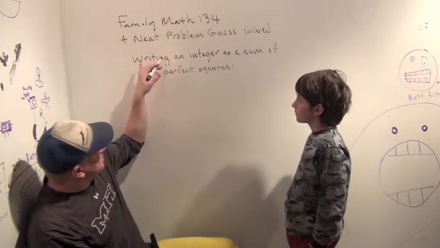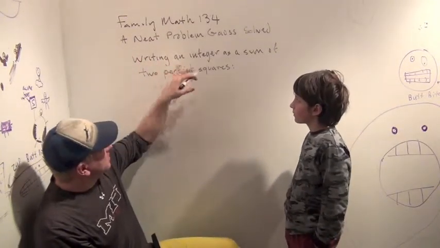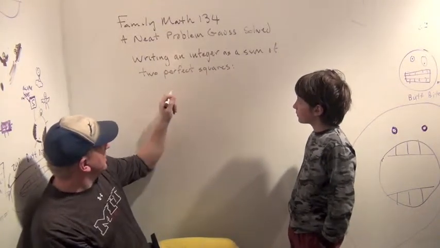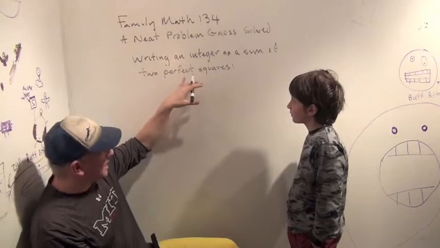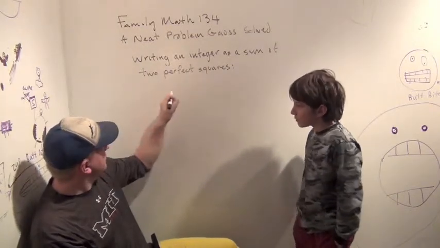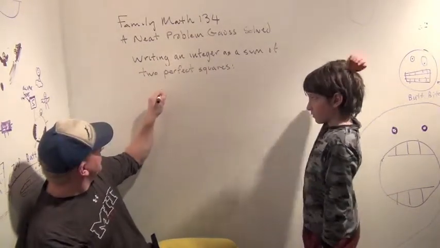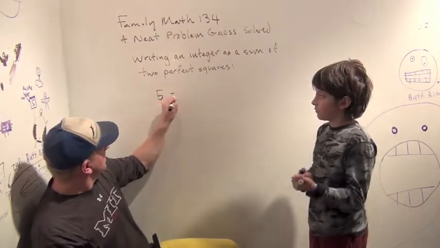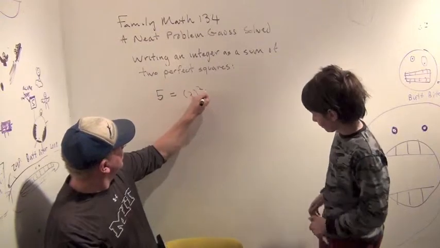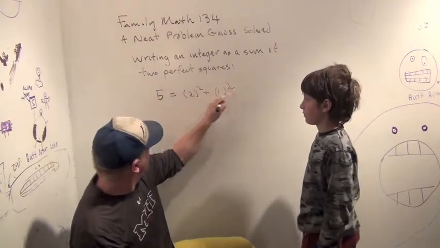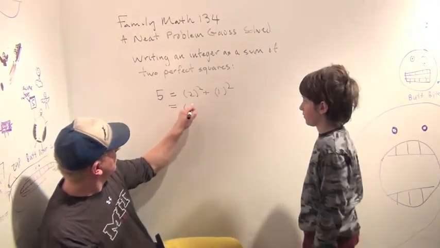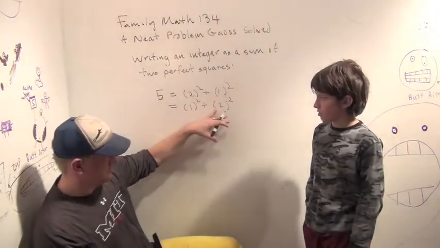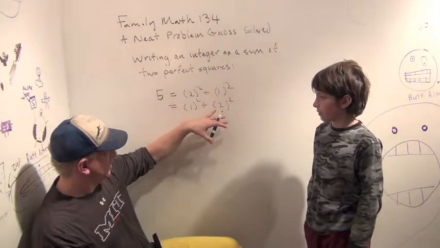Okay, so the question is, basically how many different ways can you write an integer as a sum of two perfect squares? And you can have positive and negative numbers in the perfect squares. So, for example, 5 equals 2 squared plus 1 squared. It equals 1 squared plus 2 squared. We're going to count those as being different. So the commutative doesn't matter.